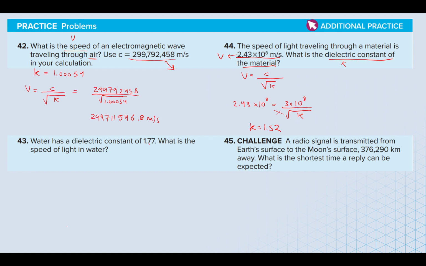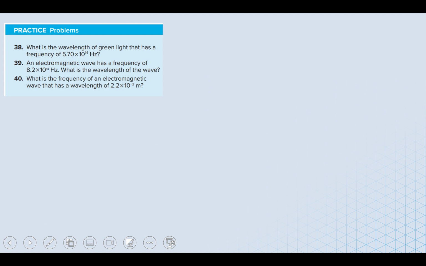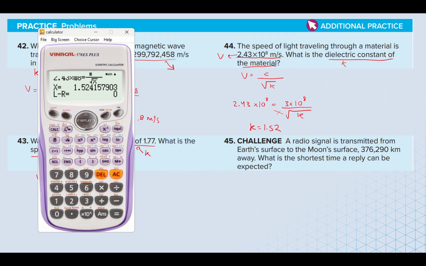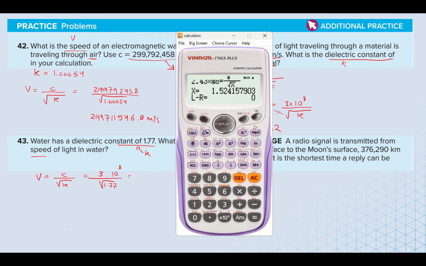Water has a dielectric constant of 1.77. So this is K for water. What is the speed of the light in water? V equals C over the square root of K, 3 times 10 to the power of 8 over the square root of K, which is 1.77, using the calculator. So 3 times 10 to the power of 8 divided by the square root of 1.77.